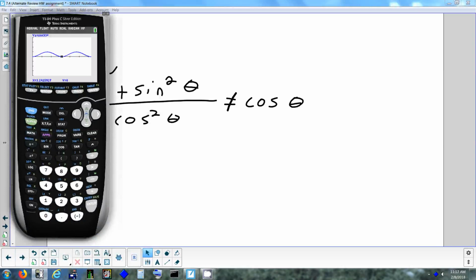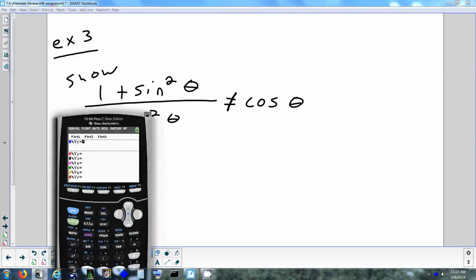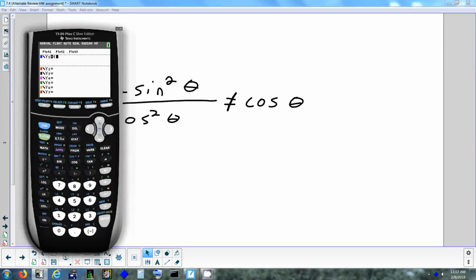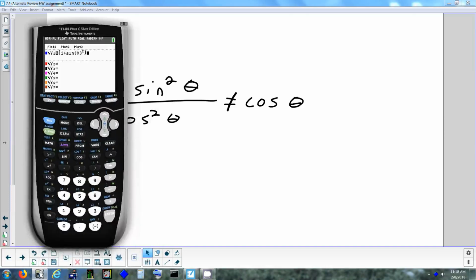I'm going to do what Dan just said, but I'm going to do it graphically. I'm going to look at a picture of the left and the right, and look at a spot where they don't look the same. If they look the same everywhere, then chances are they're equal. But I'm telling you they're not equal, so they probably won't look the same. All right, so we have (1 plus sine) squared. If I leave it like that, that's exactly how you don't type in sine squared. You've got to put the square on the outside. I just messed up. All right, so (1 plus sine) squared divided by cosine squared.